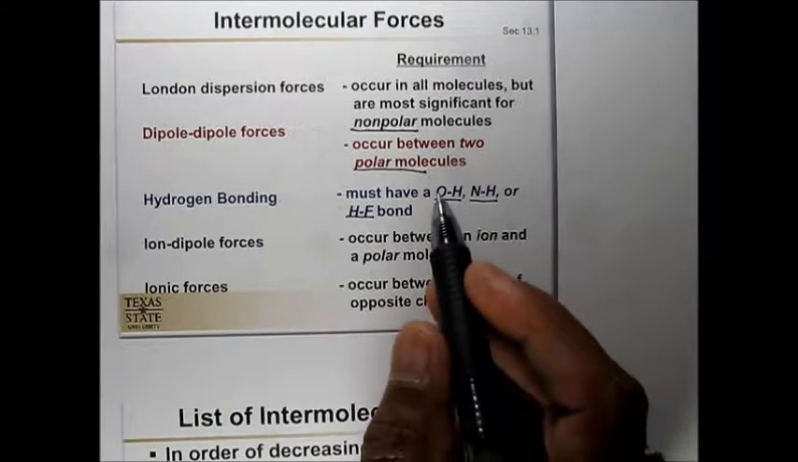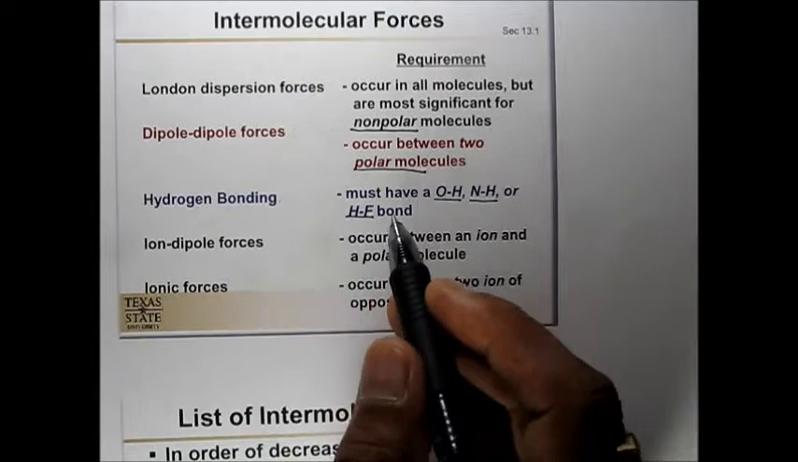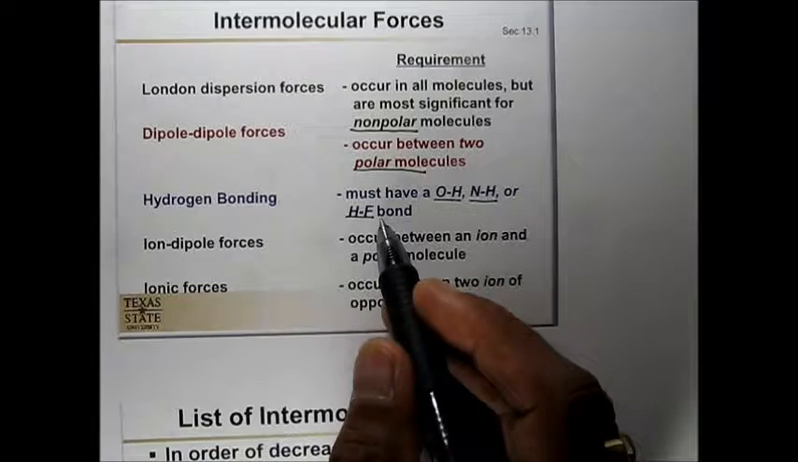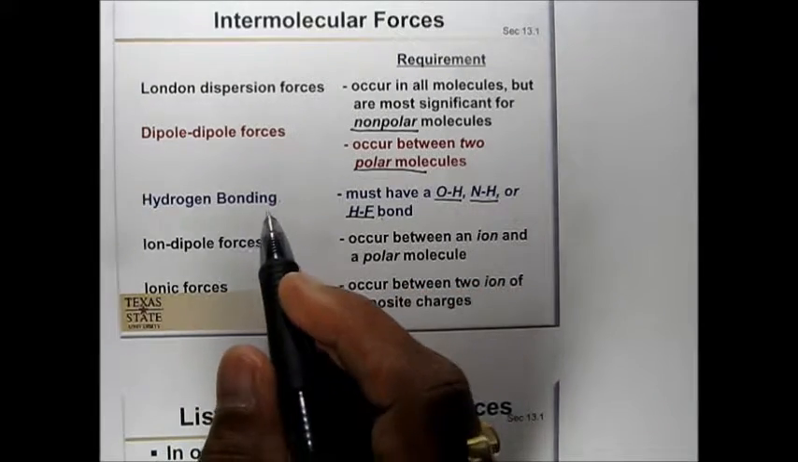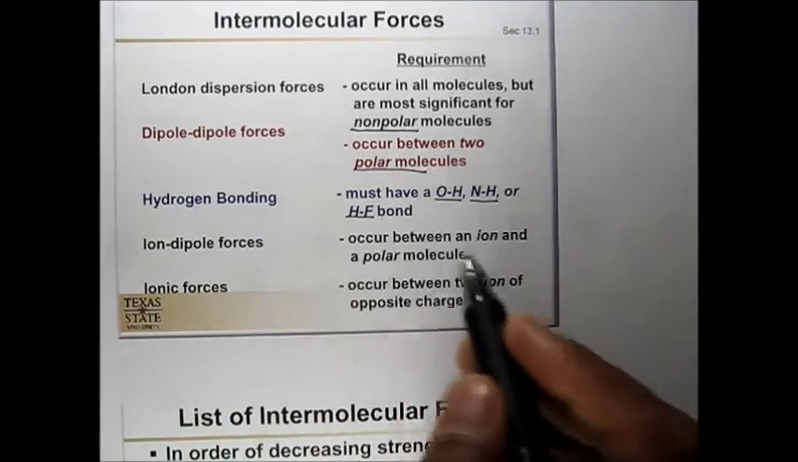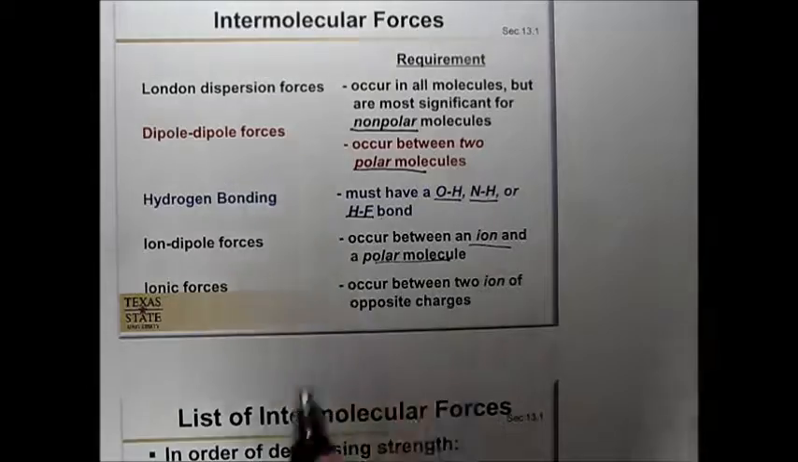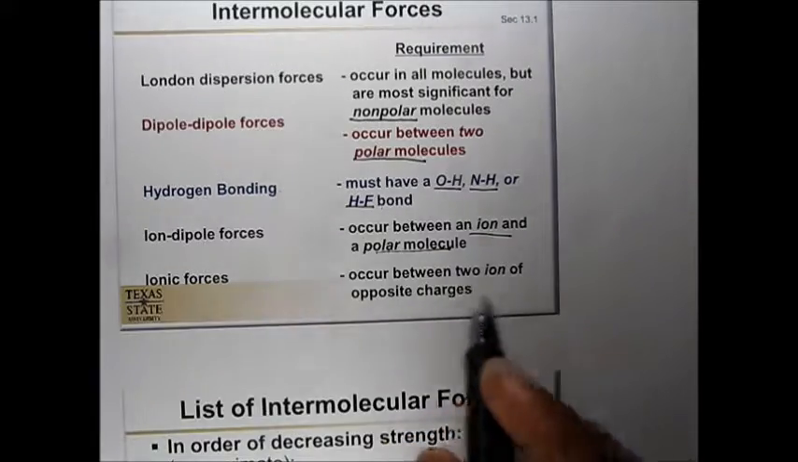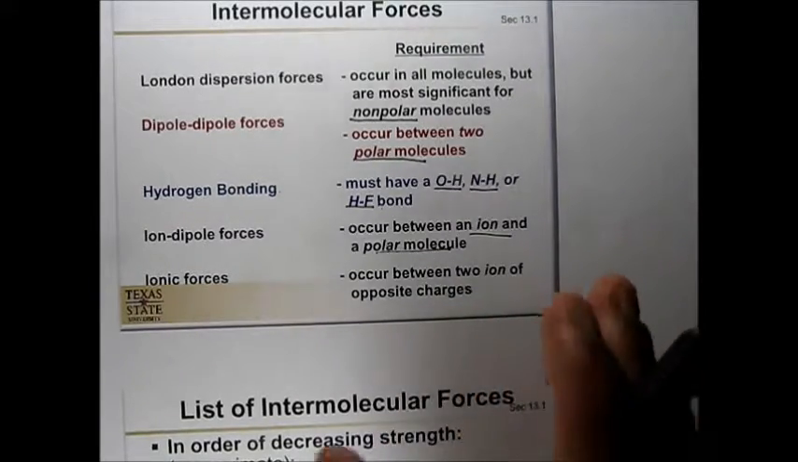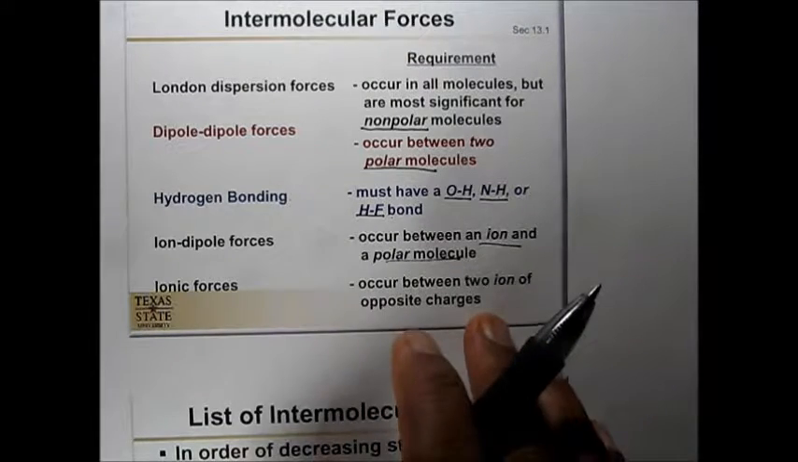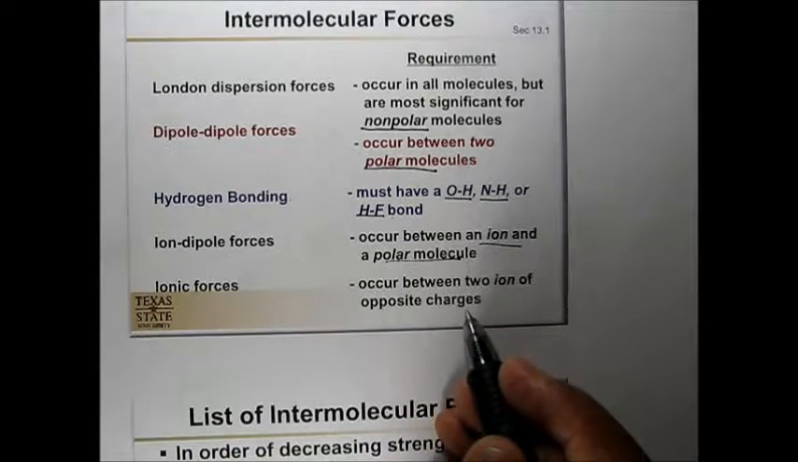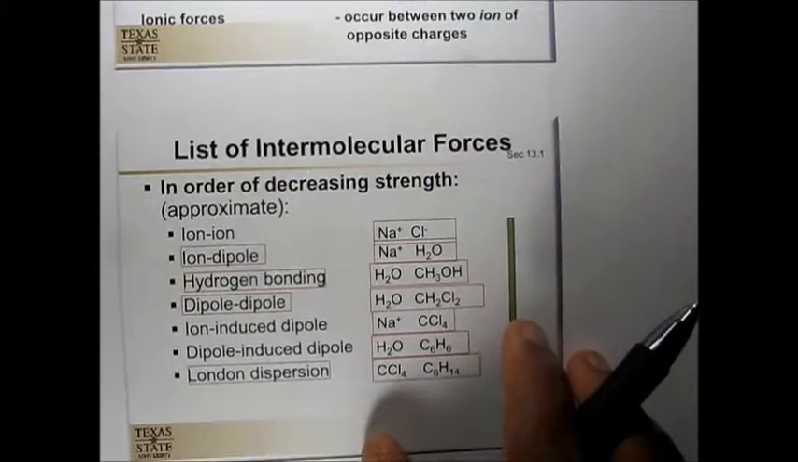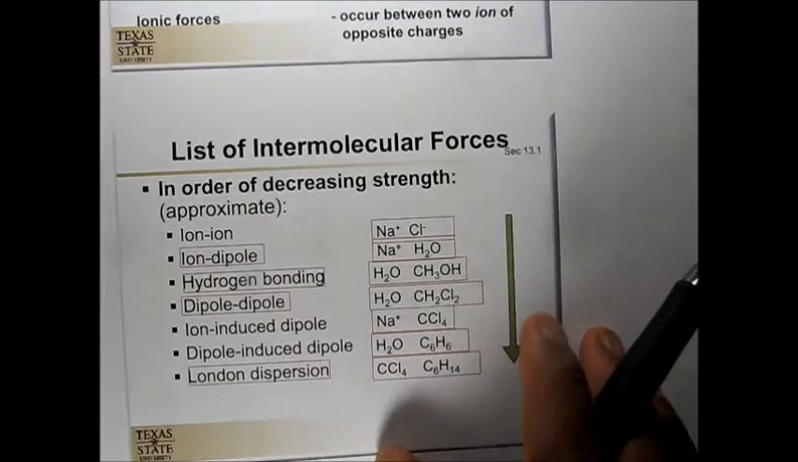If hydrogen is attached to oxygen, nitrogen or fluorine, that hydrogen can form another bond with oxygen, nitrogen or fluorine, and then it is called hydrogen bonding. Ion dipole occurs between ions and polar molecules. Ionic forces are between two oppositely charged ions, and this is an example of an intramolecular force. But if there is a polyatomic ion, maybe we can consider there is some intramolecular force.